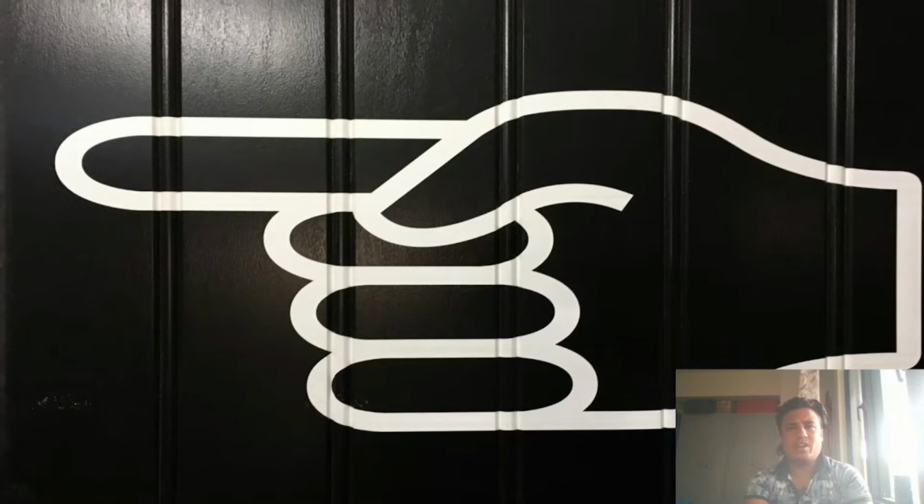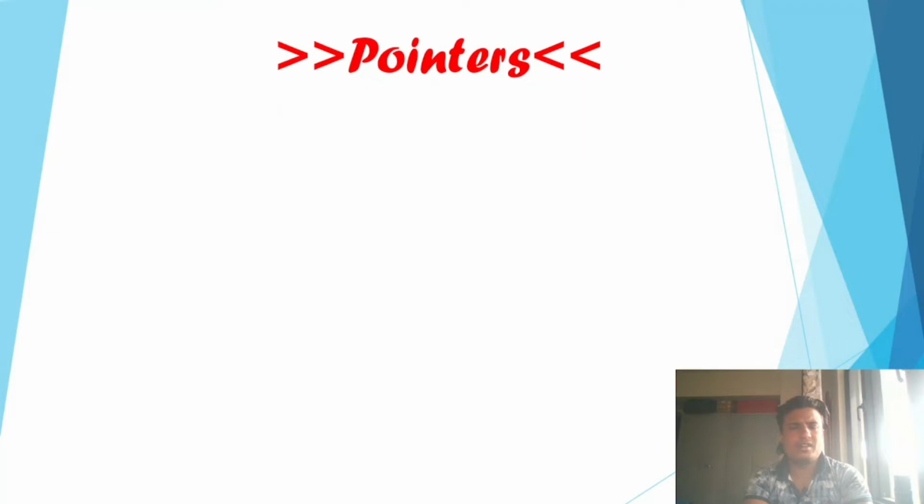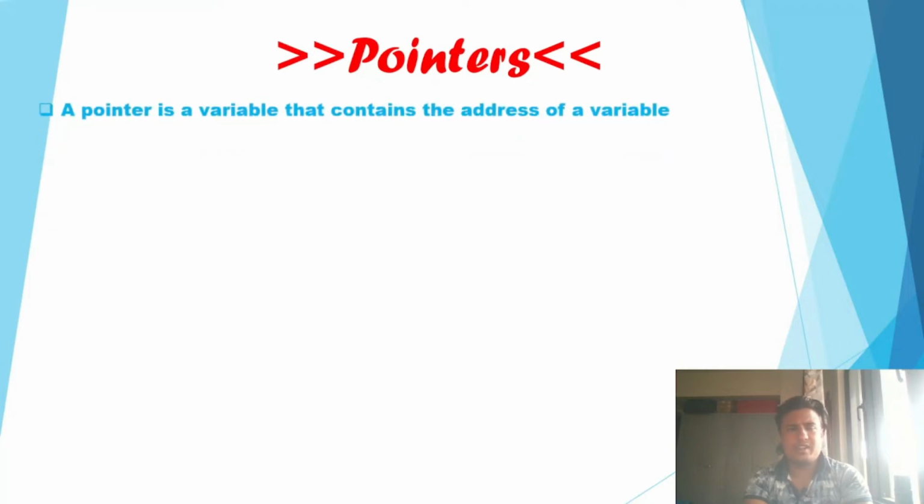If you remember this term, point, this is the basics of pointers. If you can just remember this, the basic concept of pointers will always be clear to you. Okay guys, so now let me go through some points. Our first point is: a pointer is a variable that contains the address of a variable. This point needs no explanation, you already know it.